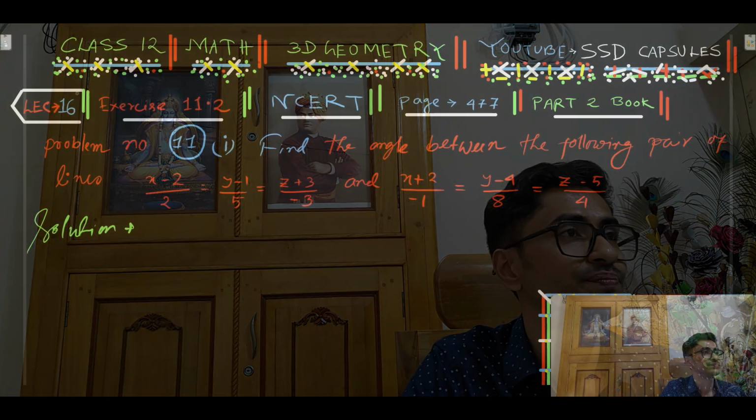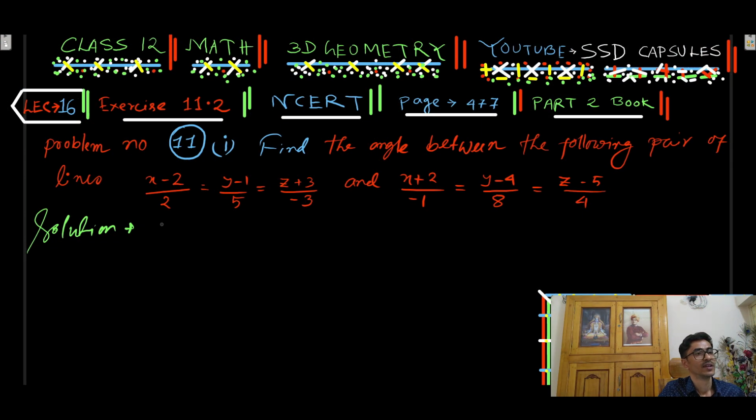11.1. Find the angle between the following pair of lines, this and this. In that case, the lines are given in which form? Cartesian form. So solution. In the last problem which we have solved, the equations of lines were given in vector form. So say this is equation 1, say this is the equation of line 2.